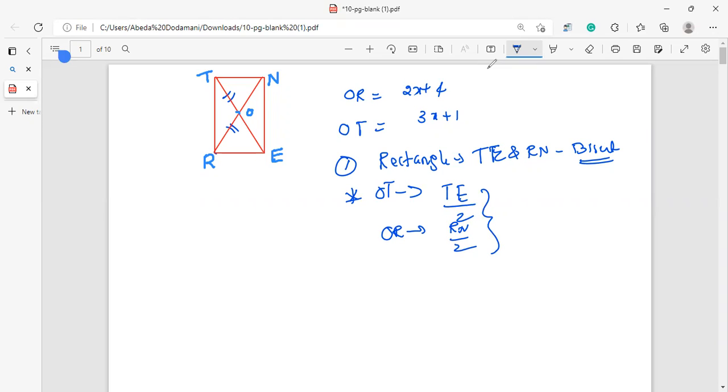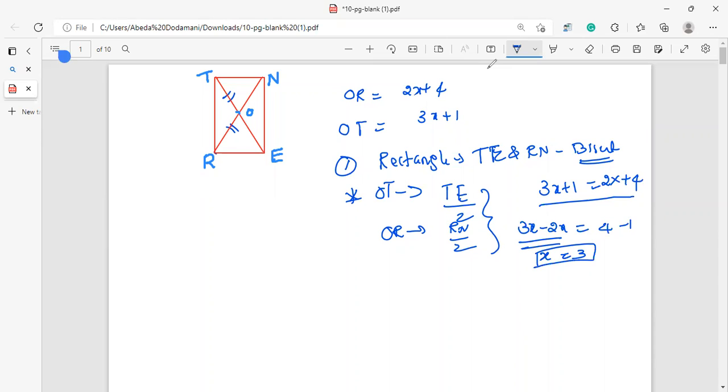Now what we do? We equate both the equations, that is 3x plus 1 is equal to 2x plus 4. This is a simple algebraic equation. You can take x values to one side. So 3x minus 2x is equal to 4 minus 1. So you'll get the x value as 3. So whatever value they are asking for, the x value is equal to 3 here. This is how, guys, we are going to find out the values.